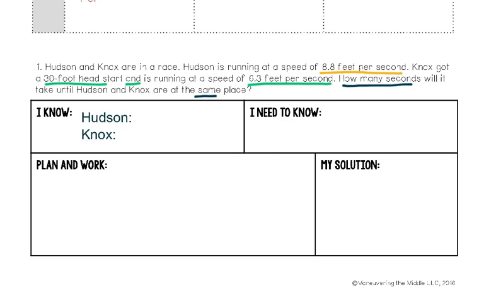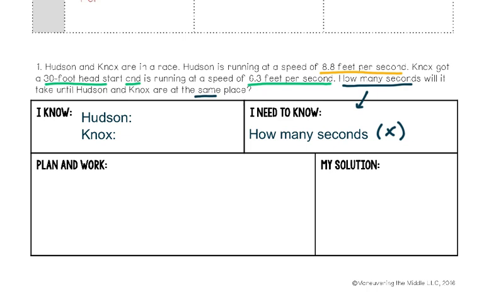So I know that there are two people in the race, Hudson and Knox, but what do I need to know to get the answer to this problem? We need to know how many seconds it'll take for them to be at the same place. In a word problem, it's usually the last sentence and it's what the question is asking for. Since the number of seconds is unknown, let's use a variable, which is what we use to represent an unknown number. In this case, I'll use x.